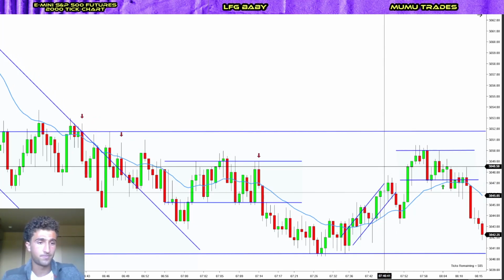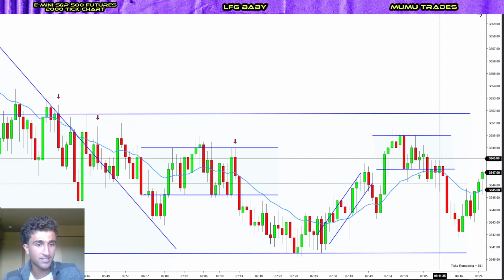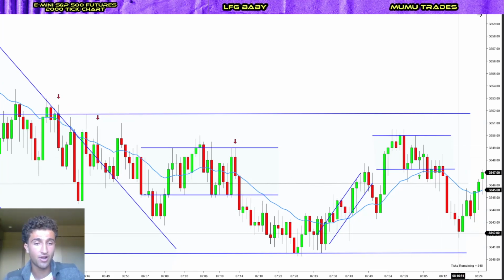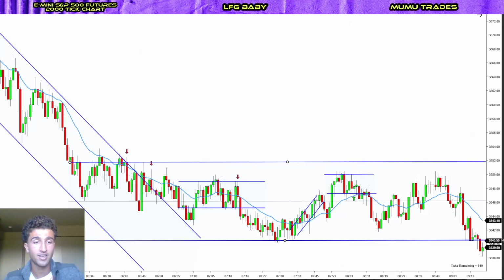So now we see that prices are just not reaching the high of the range, not reaching the low, and the choppiness just continues until the news announcement.